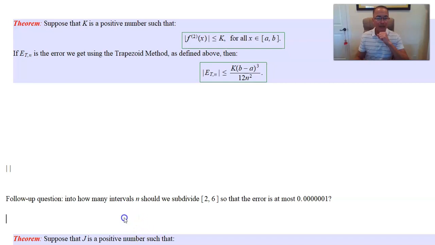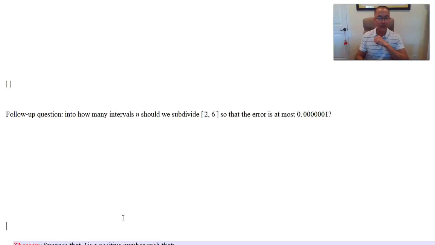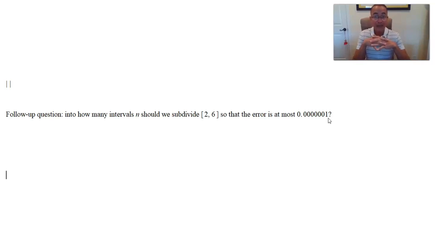So now, follow-up question. Into how many subintervals n should we subdivide 2 to 6 so that the error is at most 0.000001? That's a little too big for my taste, so let's make it a lot smaller. I want a really accurate answer, so accurate that the error is at most this really tiny number.